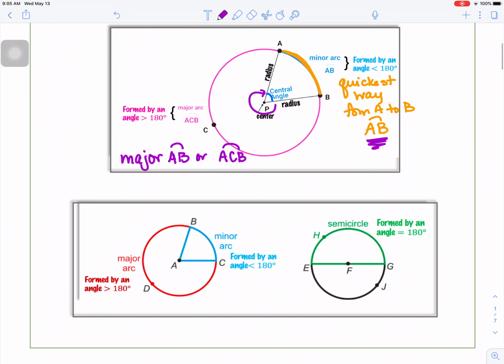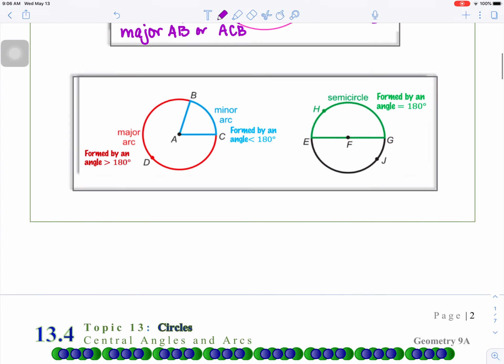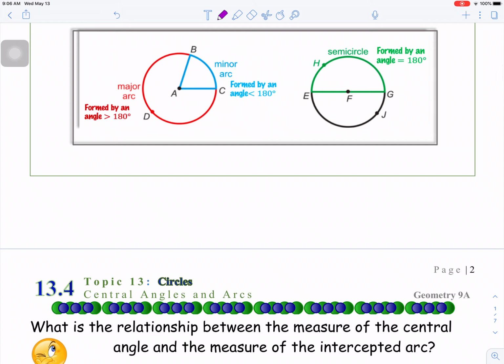Okay? And all the way around the circle is 360 degrees. So if you know what this arc is, you could find that arc. We'll talk about that in a second. Okay, this is the same thing with the major arcs, minor arcs. You can look that over again.